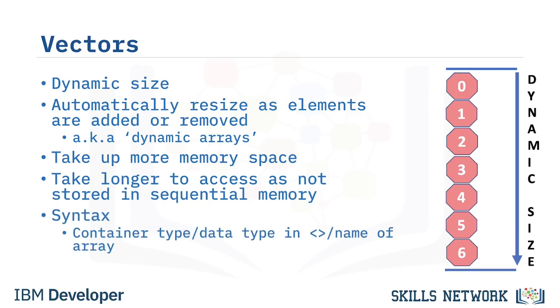The syntax for declaring a vector is to specify the container type of the vector first, then specify the data type in angle brackets, then the name of the array. Note that because it is a vector, you do not need to specify a maximum number of values it can contain because the size is not fixed, it is dynamic.